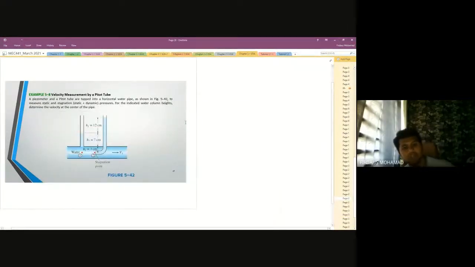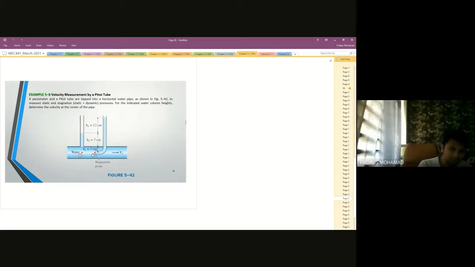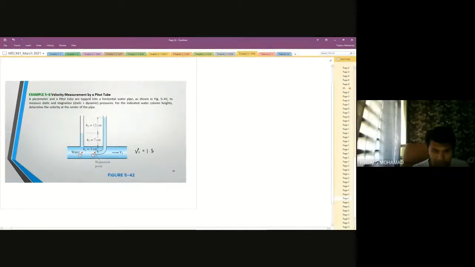Dapat? V1 berapa? 1.534. 1.53 meter per second. Okay, betul. So V1 equal to 1.53 meter per second. Orang lain dapat tak?